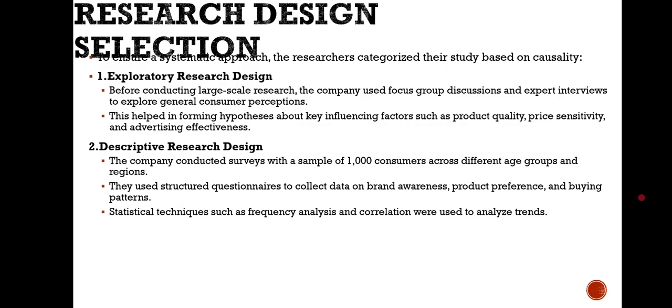So accordingly, on the basis of the research problem, we have the research design selection. To ensure a systematic approach, the researchers categorized their study based on causality. First, we have exploratory research design, where before conducting large scale research, the company used focus group discussions and expert interviews to explore general consumer perceptions. This helped in forming hypotheses about key influencing factors such as product quality, price sensitivity, and advertising effectiveness.